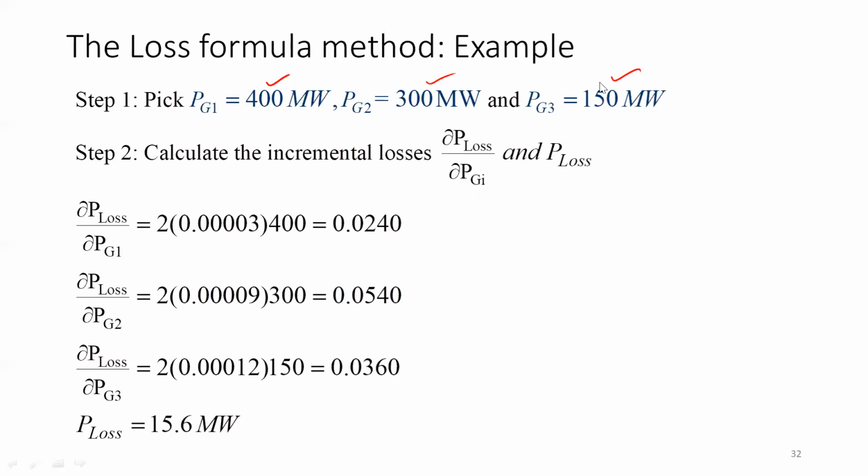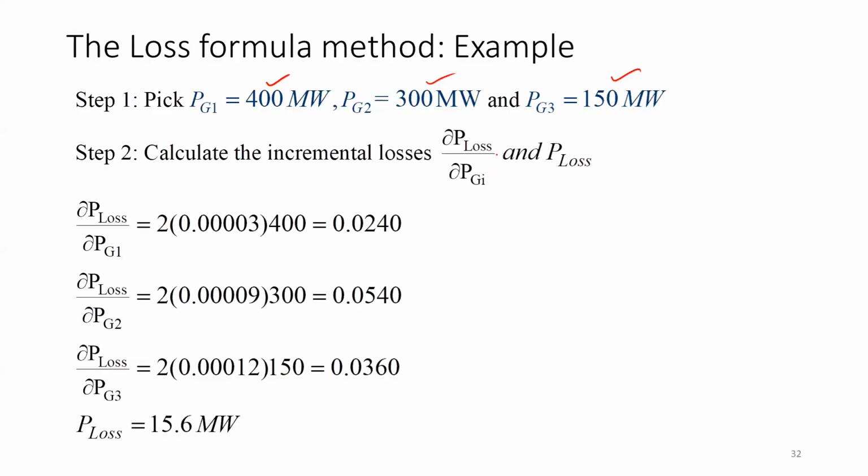What could have been a more realistic approach? If you would have picked PG1, PG2 and PG3 such that the sum is a little greater than 850, isn't it? Because you know that at the end of the day, you have to incorporate your P loss as well. So instead of picking 3 values which sum to 850, you could have picked 3 values slightly more than 850. But then again, if you exceed the P loss, that's fine. Your iteration will bring you back. All right, fine. So we picked some initial values based on that 850, that is PD.